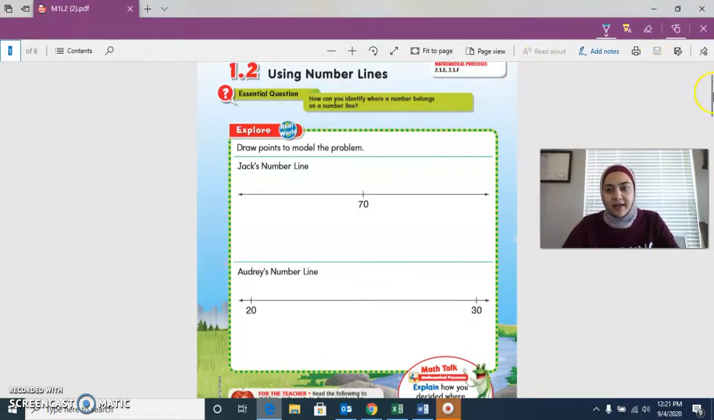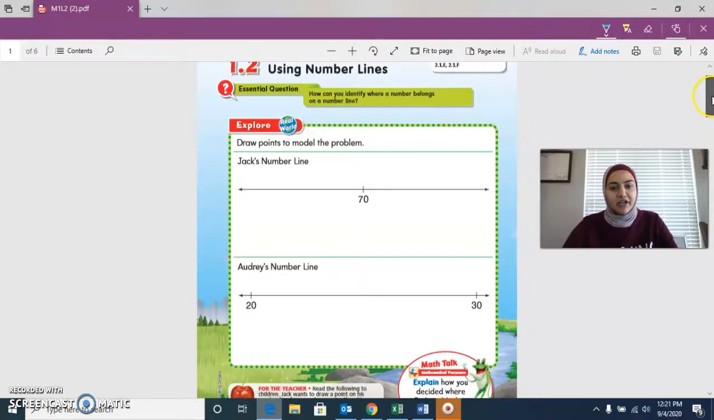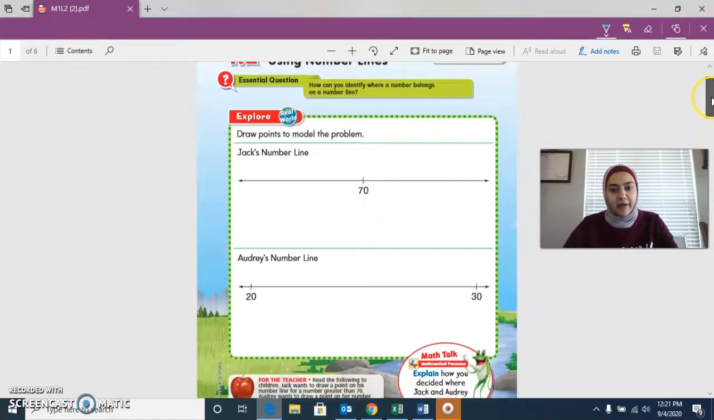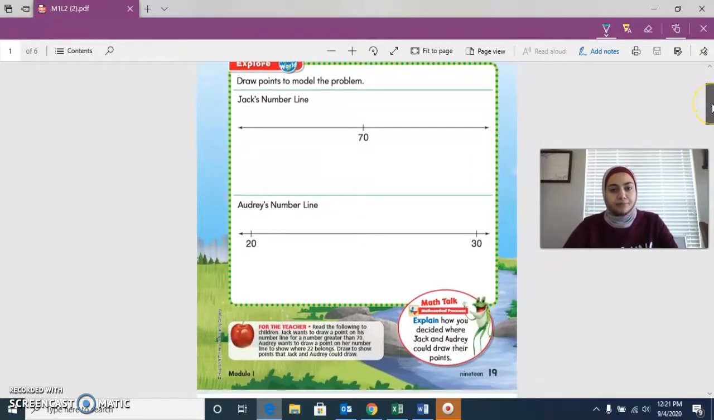Anyway, let's see. We're going over number lines. How can you identify where a number belongs on a number line? So we have Jack's number line and Audrey's number line. Jack wants to draw a point on his number line for a number greater than 70. Audrey wants to draw a point on her number line to show where 22 belongs.